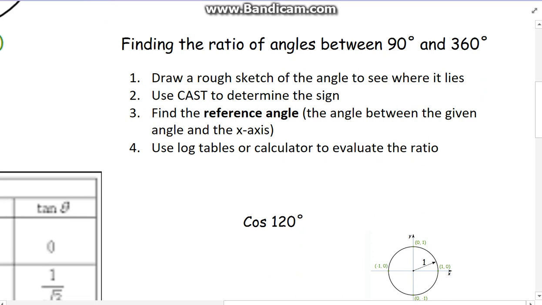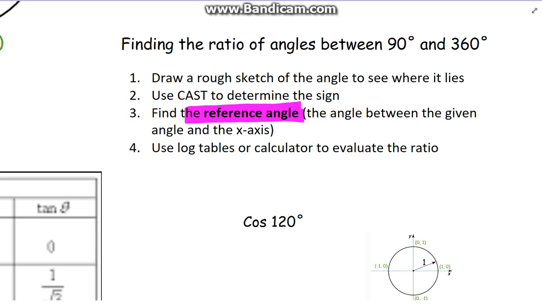Use your CAST to determine the sign, so we just explained that a moment ago. And find the reference angle, and this is the angle between the given angle and the x-axis, and I'll show you what that means, because the reference angle is very important to be able to find. This determines your answer. And then finally, use your log tables to evaluate the ratio.